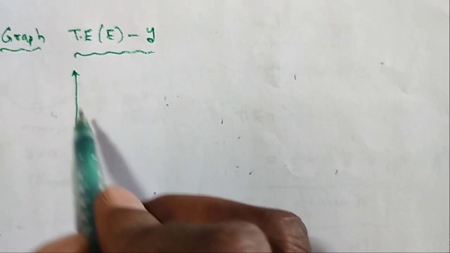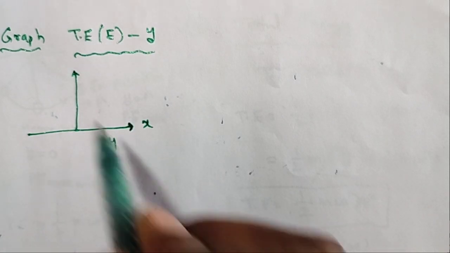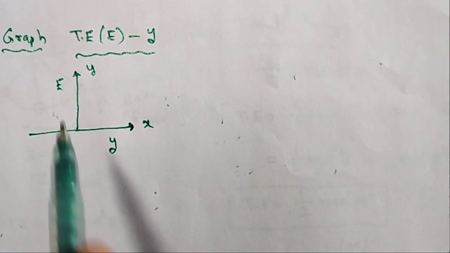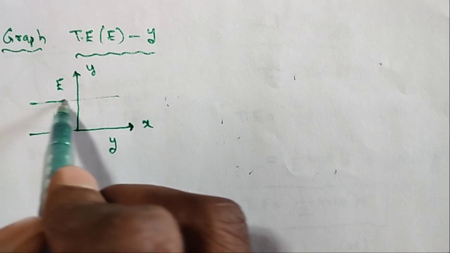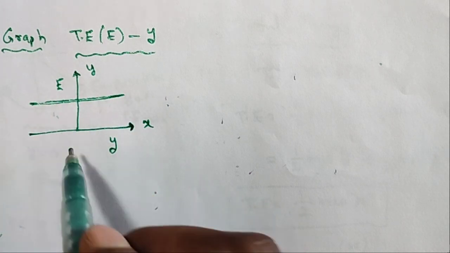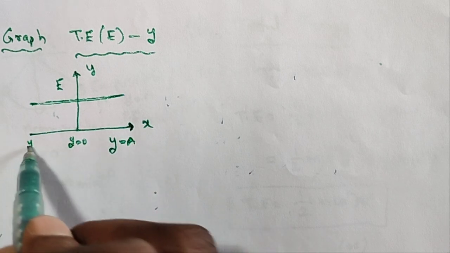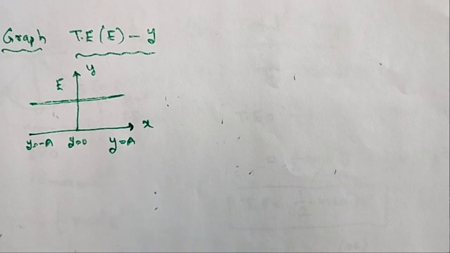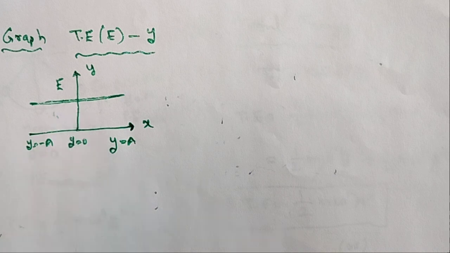Here I am taking the x-axis as displacement and the y-axis as total energy. Always the total energy remains constant, so this is a straight line. This is the mean position, y is equal to 0. This is the extreme position, and this is minus a, the other extreme position. Always the energy is constant. The total energy of the oscillator will be constant. That is your observation here.